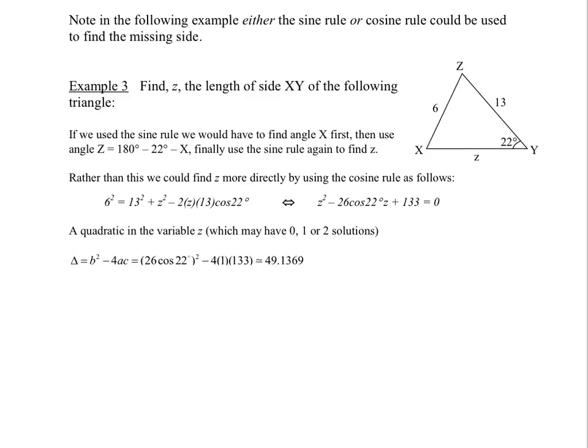So in our next step, the quadratic formula itself is going to look like this. So you're going to have negative b, which is going to be positive 26 cosine 22. That's from the negative of the b that we have here, plus or minus the square root of b squared minus 4ac, all divided by 2a. If you do that calculation, what we should get are these two values here, 8.5 and 15.6.